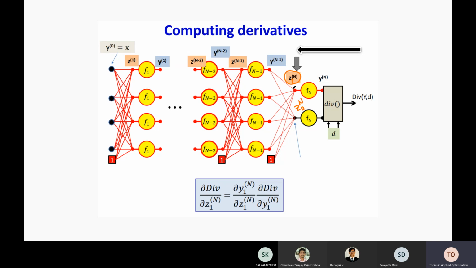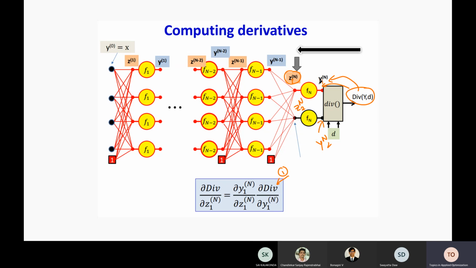Now the derivative of the loss with respect to Zn1 will be the derivative of the loss with respect to yn. It's written in a flipped way, but the first step is this one: the derivative of the loss with respect to y1n. You have to see the dependency. My loss depends directly on this, which is yn1, and this is perhaps yn2.